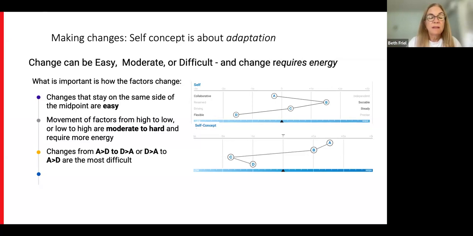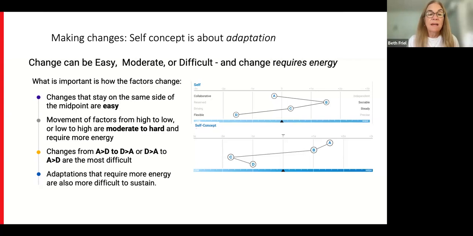Changes from A higher than D or D higher than A, either way, flipping those around, are the hardest changes to sustain. They take a lot of energy. I mean, imagine being a really cautious person. And now all of a sudden you've got to make decisions on the fly without having much information. And you feel like you're just winging it when you yourself feel like, I really don't want to make a mistake. I really don't want to make the wrong decision. And then there you are, and you got to do it, and you got to do it right now.